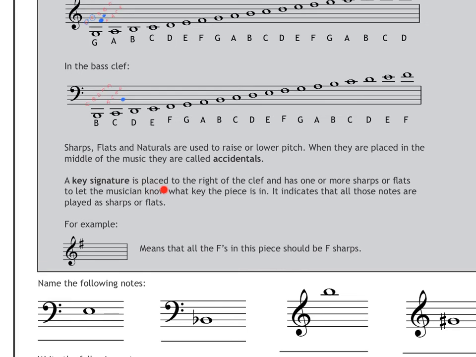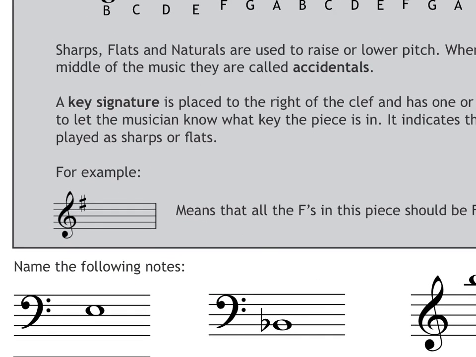A key signature, on the other hand, again, this is all review, guys. A key signature is placed to the right of the clef and has one or more sharps or flats to let the musician know what key the piece is in. It indicates that all the notes of that pitch are to be played as sharp or flat. So the little example here, you have a clef, you have a key signature with one sharp in it. That sharp happens to be on the F line.